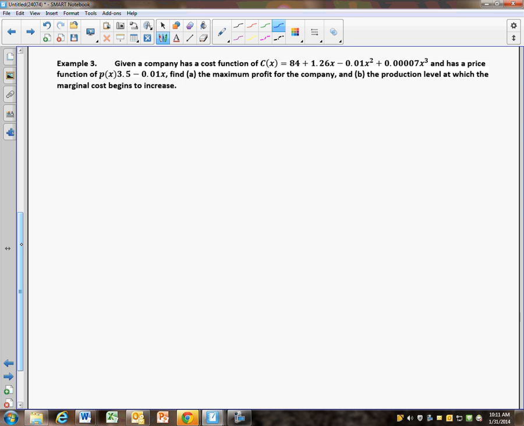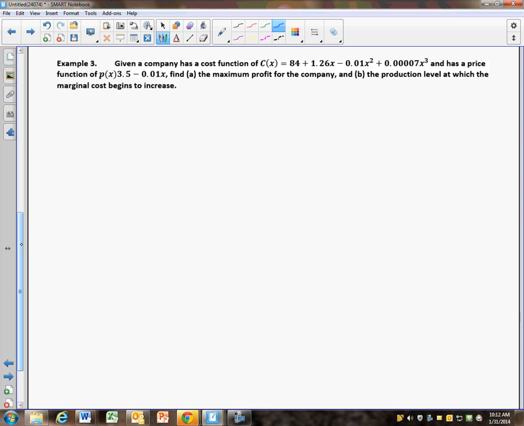The formulas and the algebra are not hard to work through for these types of problems. However, understanding what you need at what point is difficult for people to think through. So let's just look at what it's asking us. Given a company has a cost function of C of X equals that, and has a price function of that, find A, we'll focus on A right now, the maximum profit for the company.